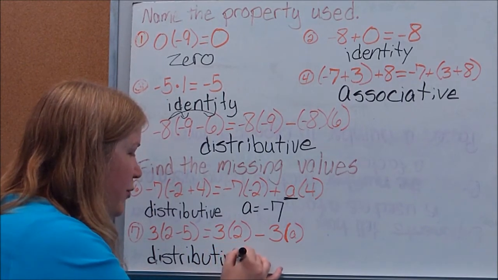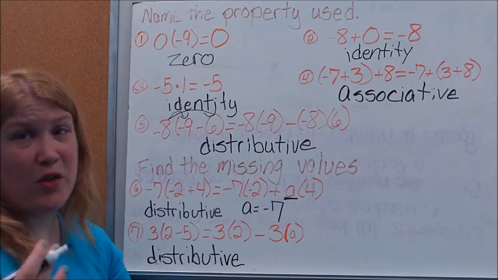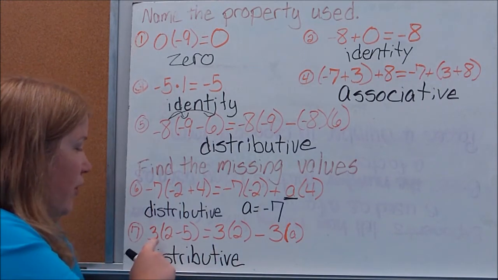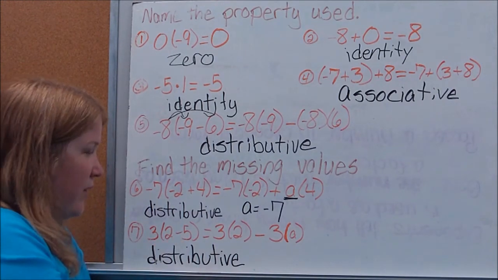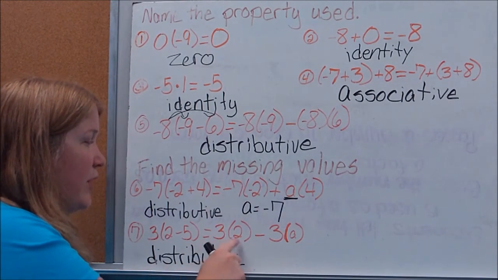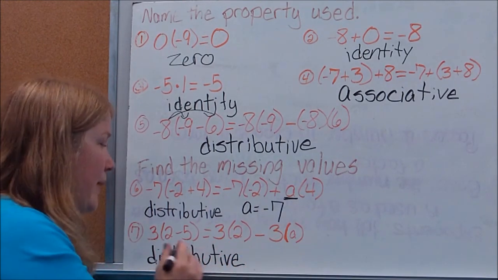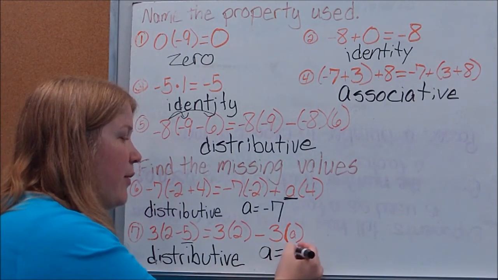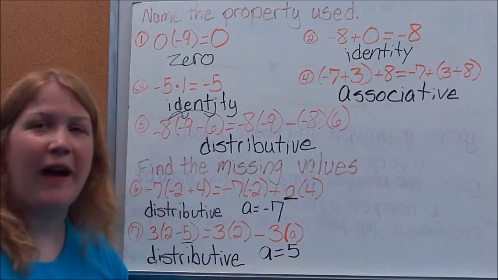This time it's over subtraction. And what you'll notice is I'm not asking you to solve the problem. I just want to figure out what my missing value is. So 3 times the difference of 2 and -2 and 5 is the same as 3 times 2 minus 3 times, well, what's my missing number? My factor of 5. So my missing number is simply 5.